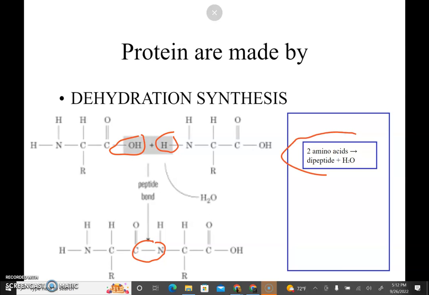So please write this in the box. You would have two amino acids. You would bond them together and make a dipeptide, because there are two amino acids. And you would get out one water molecule to make that bond.